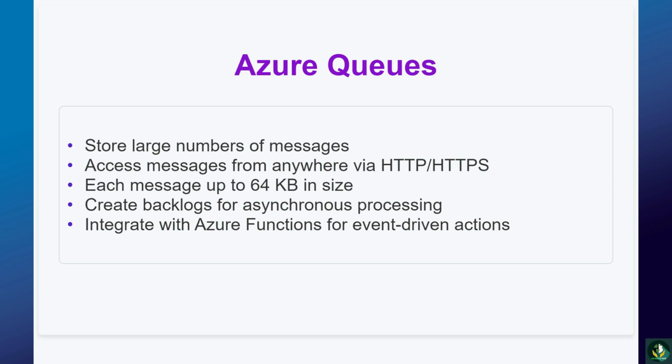The website remains responsive, as it's not burdened with processing the forms. Processing can be scaled independently of the website. During busy periods, multiple instances of the Azure function can run in parallel to handle the increased load. If the processing system experiences issues, the messages remain safely in the queue until they can be processed, ensuring no data is lost. By leveraging Azure Queue Storage in this way, you can build more resilient, scalable, and efficient applications.